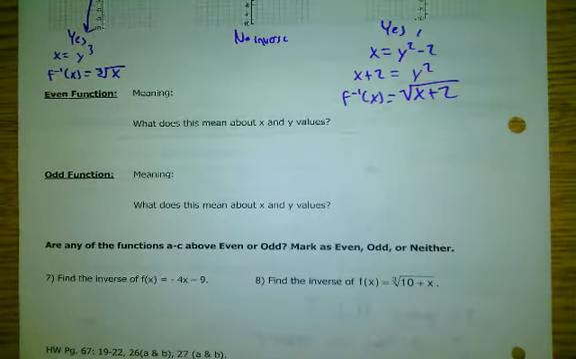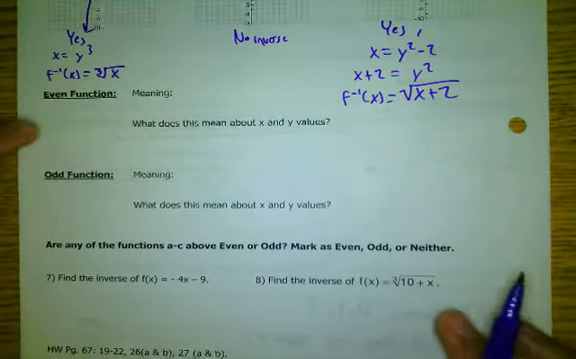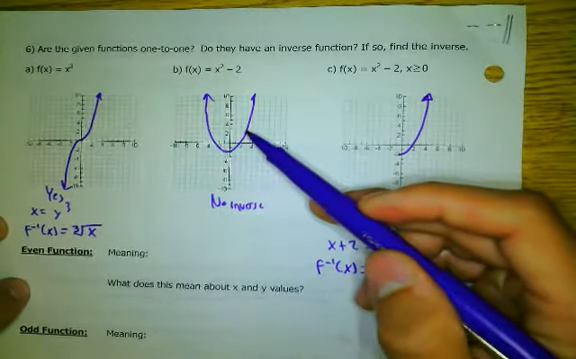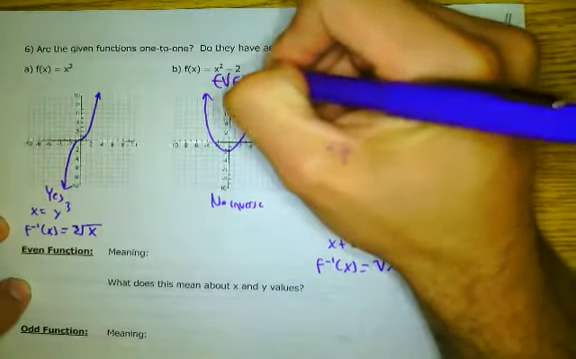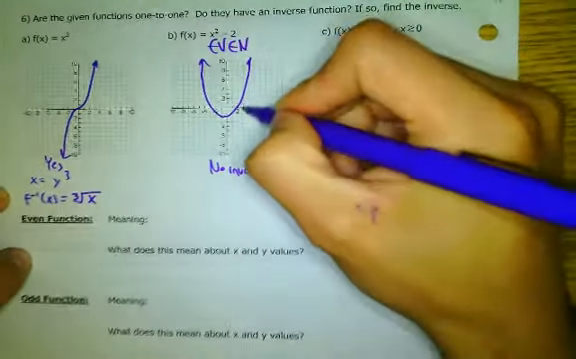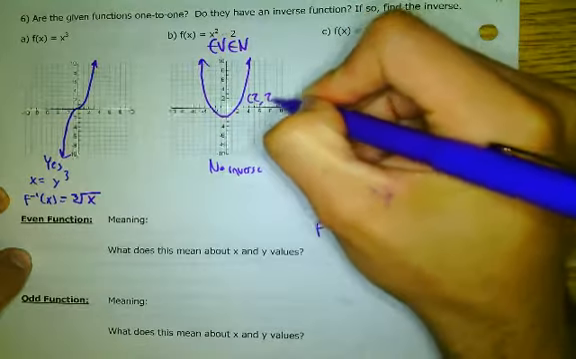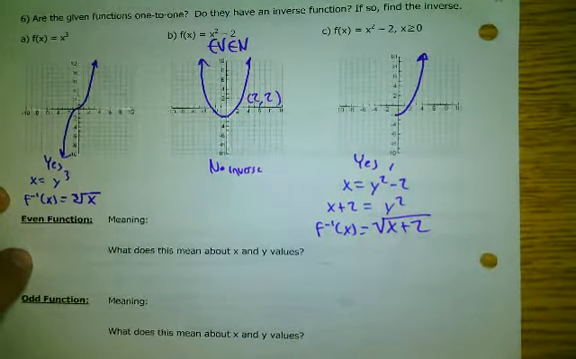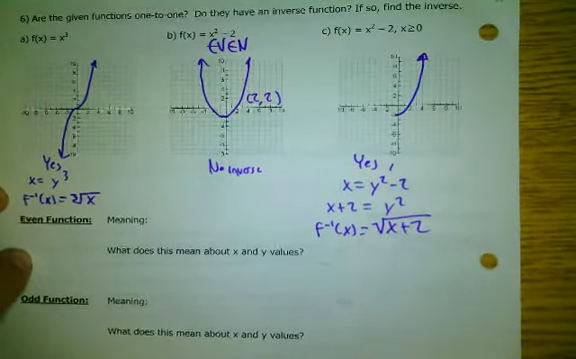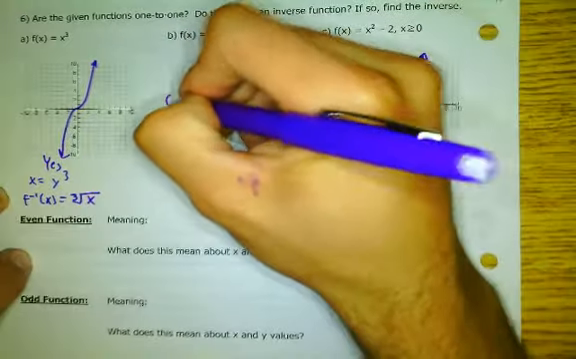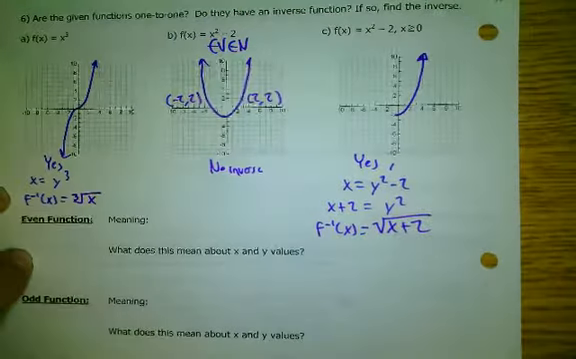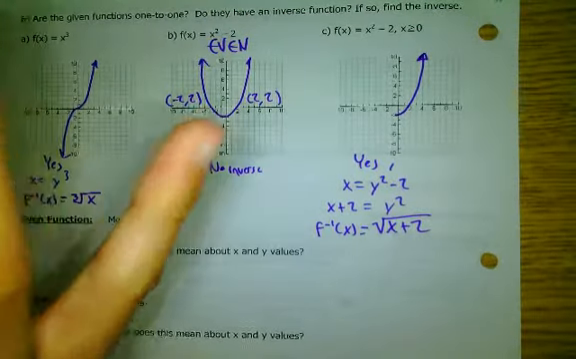Looking at the 2 points. So if you have an x and a y on one side, what would you need to have on the other side? A negative x and a positive y for even functions. Okay? This is a third way of telling whether a function is even or odd.